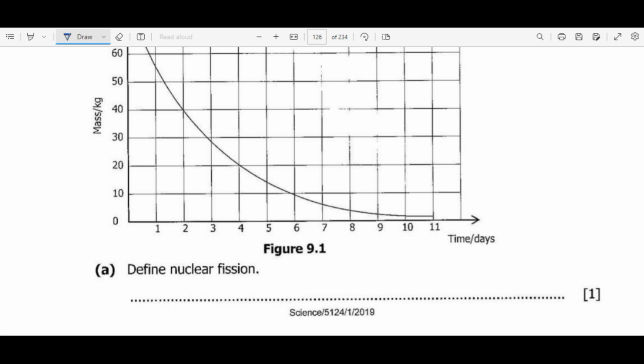So the first question is about defining nuclear fission. Now there is nuclear fission and nuclear fusion, so never confuse the two. Fusion comes in when two or more nuclei join to form a single heavier nucleus. So to fuse simply means to join. Now if this simply means to join, what is meant by fission? So fission is the opposite of joining, which is the splitting.